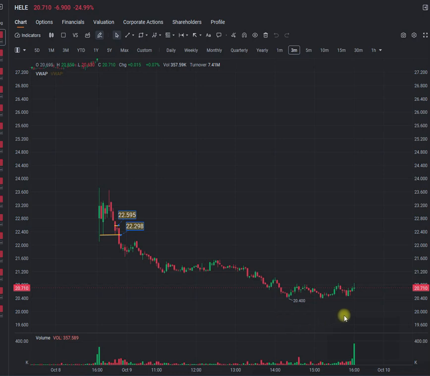Eventually, the stock closes at 20.70. So, how much is it from the entry? From 22.30 to 20.70, it's $1.50, and that's $1.50 risking 30 cents. So that's 5 to 1. If we want to quantify this trade, 5 to 1 intraday risk overall.